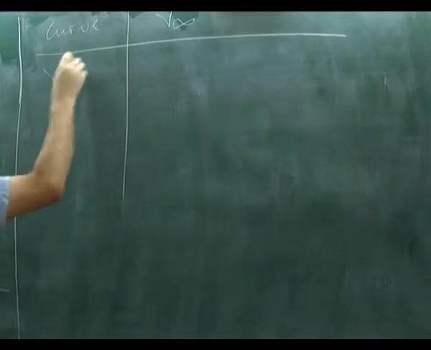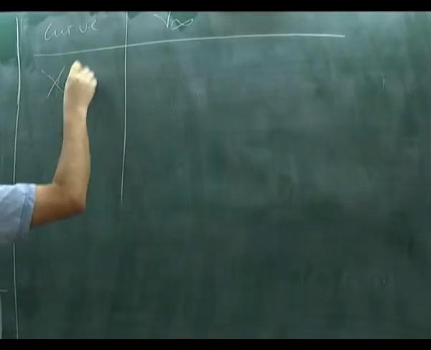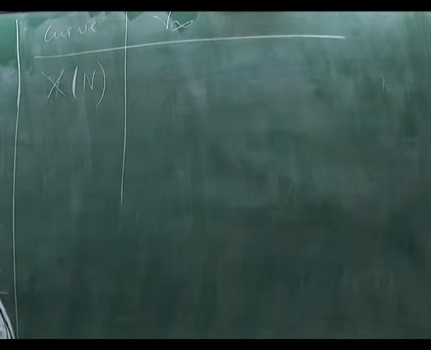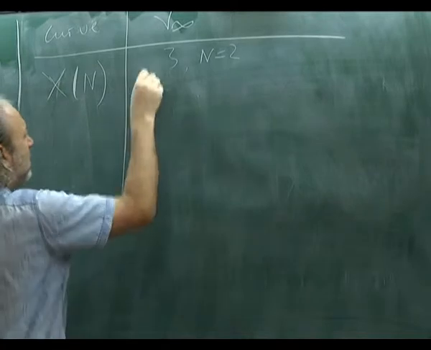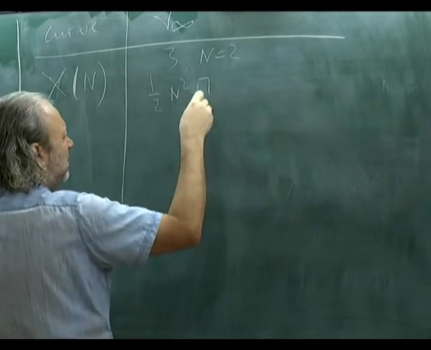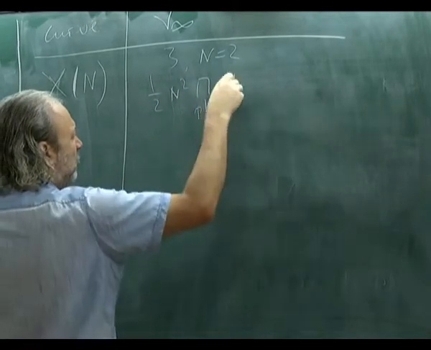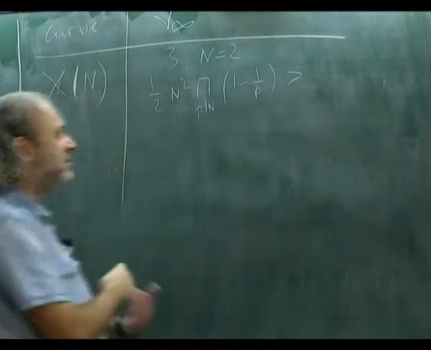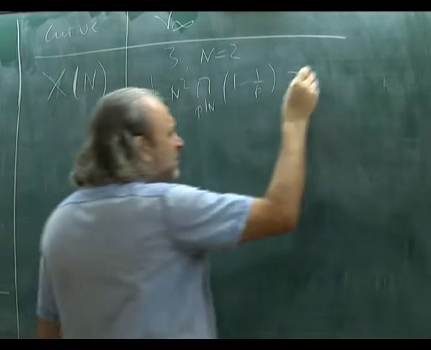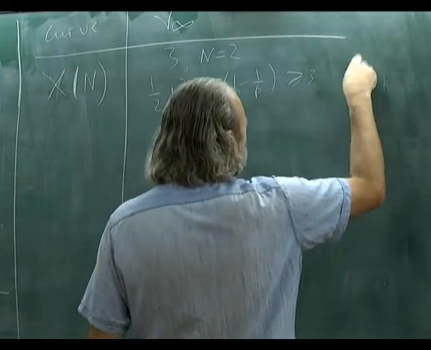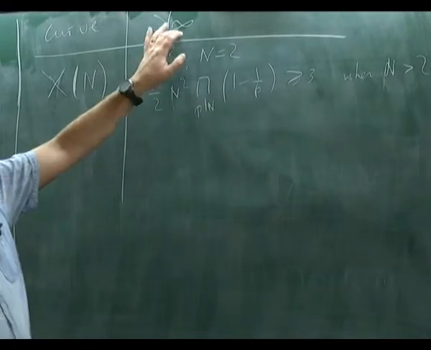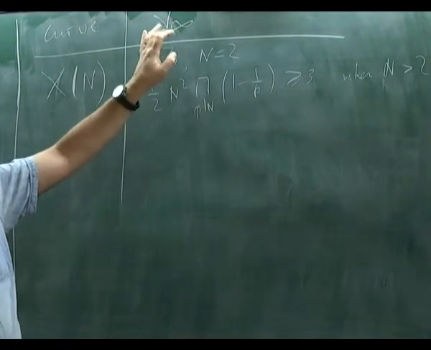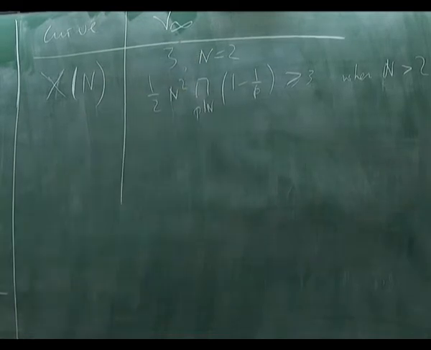So if we take X(n), first of all, the principal modular curve, then the number of cusps is what? It is 3 when n equals 2, and (1/2) n squared times the product over p dividing n of (1 - 1/p squared), and always greater or equal to 3 when n is bigger than 2. So we have, in all cases, at least 3 cusps, except the trivial case n equal to 1, so it holds.